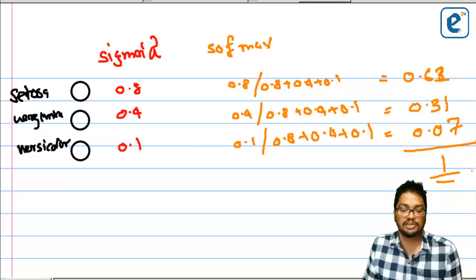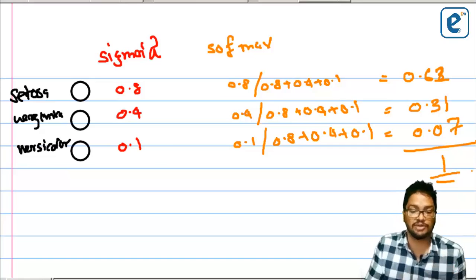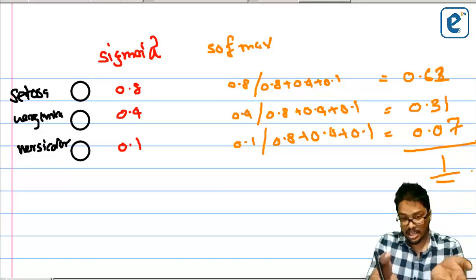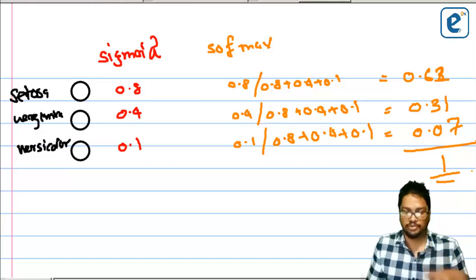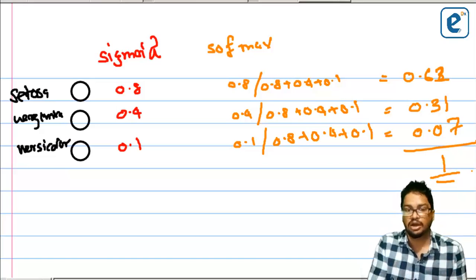So we say the prediction is setosa. We are going to say the prediction is setosa since it's the highest value. I'm talking about the last layer of a neural network, right?